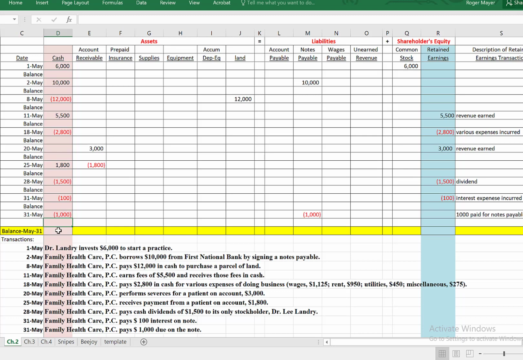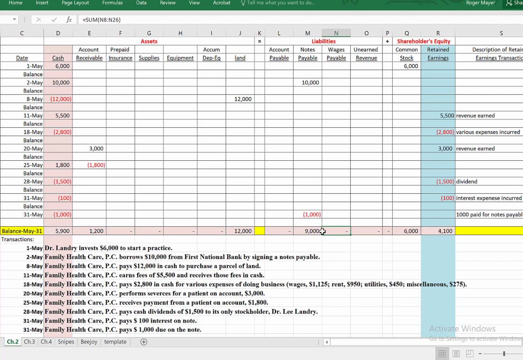Well, let's see if it is. Okay, so let's do our sum. And we're going to sum everything. So at the end of the period, we have cash of $5,900. Let's scroll this over here. And what you see is the sum for assets is $19,100. Let's do the same thing on this side, and we're just going to scroll this over and see what happens.